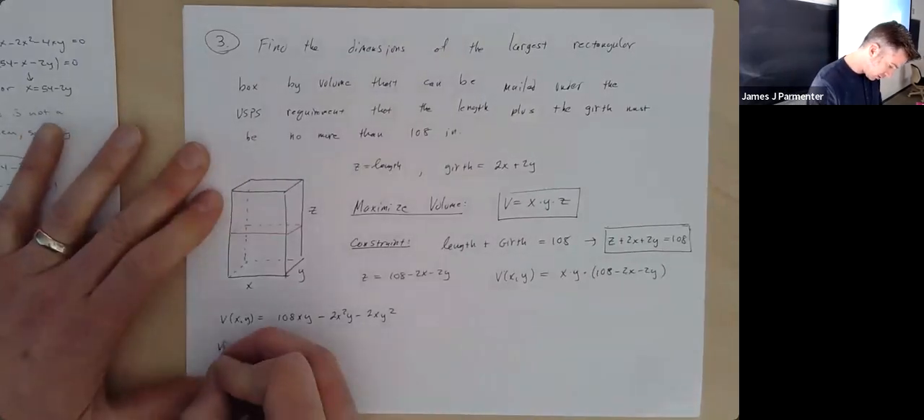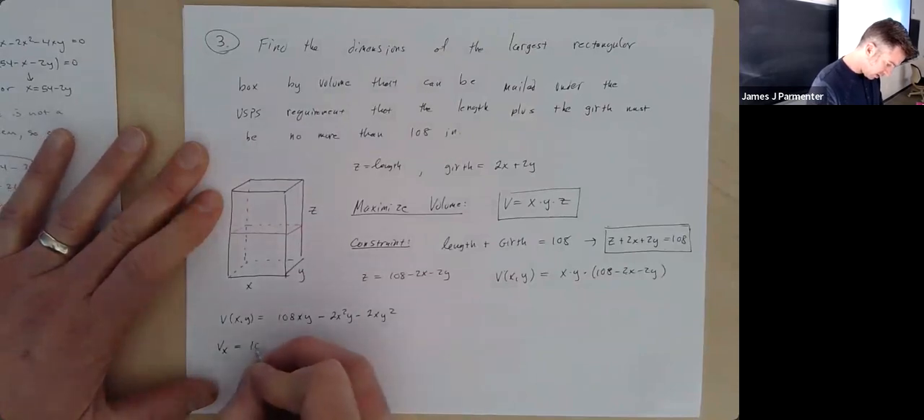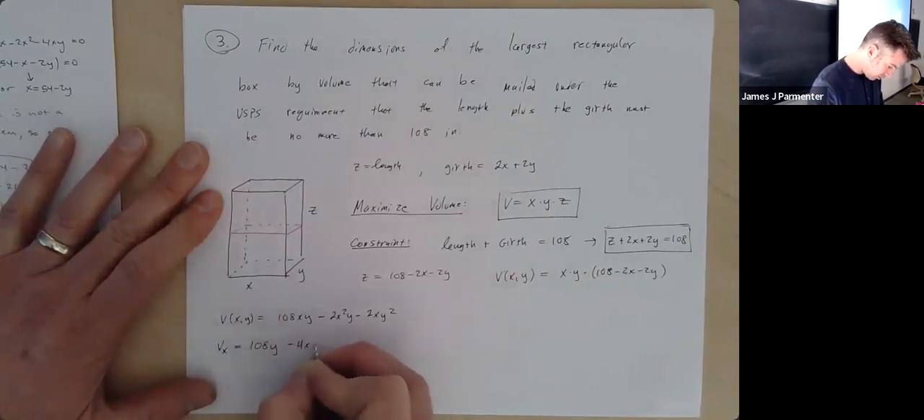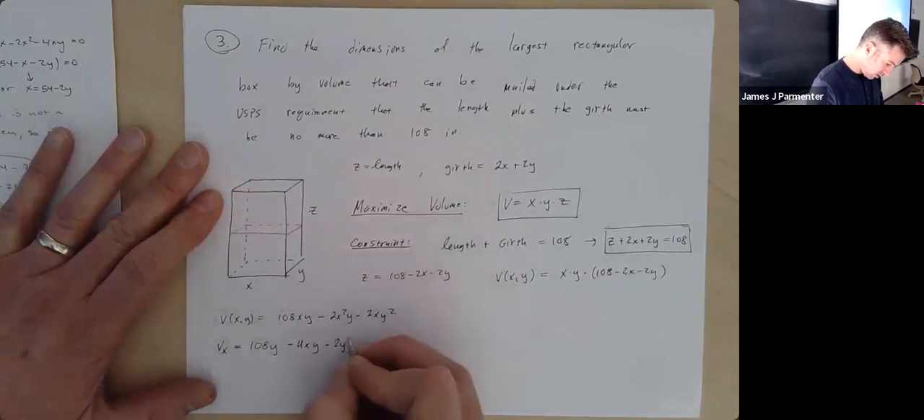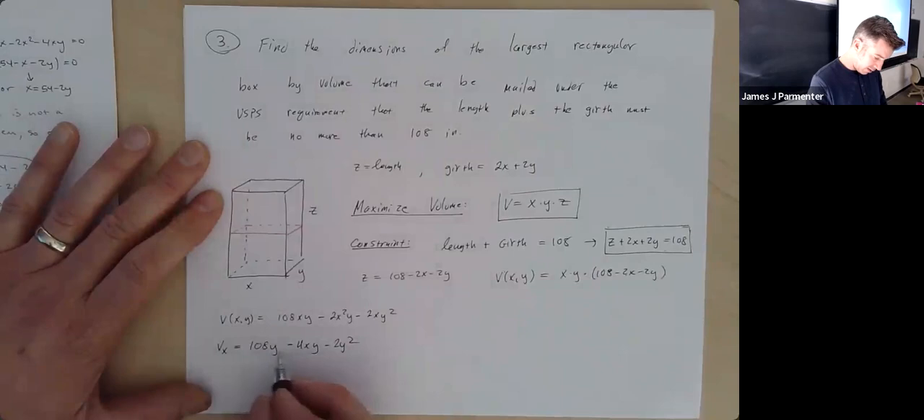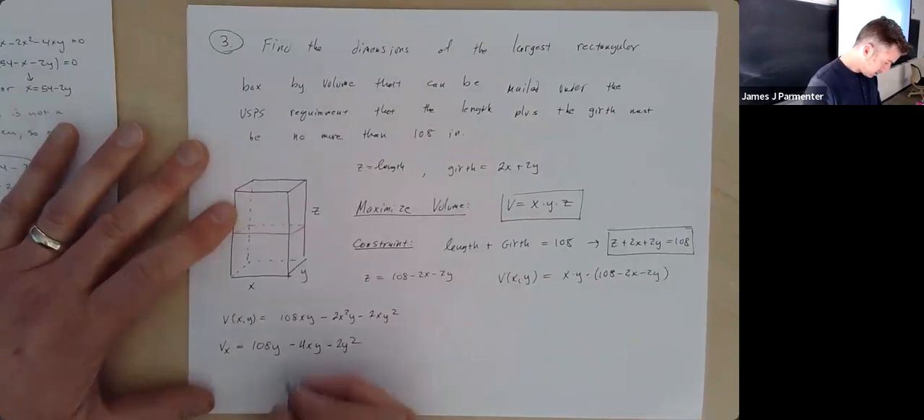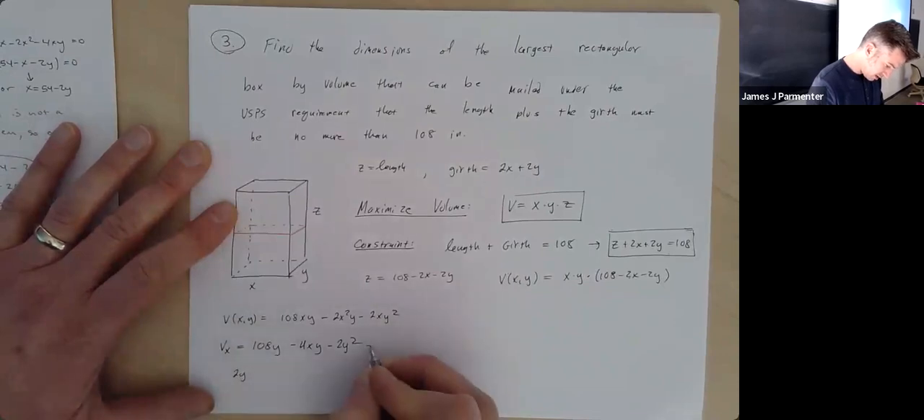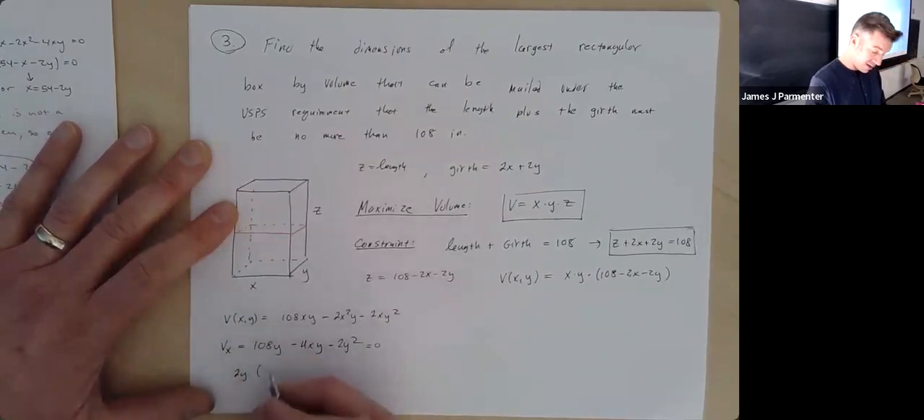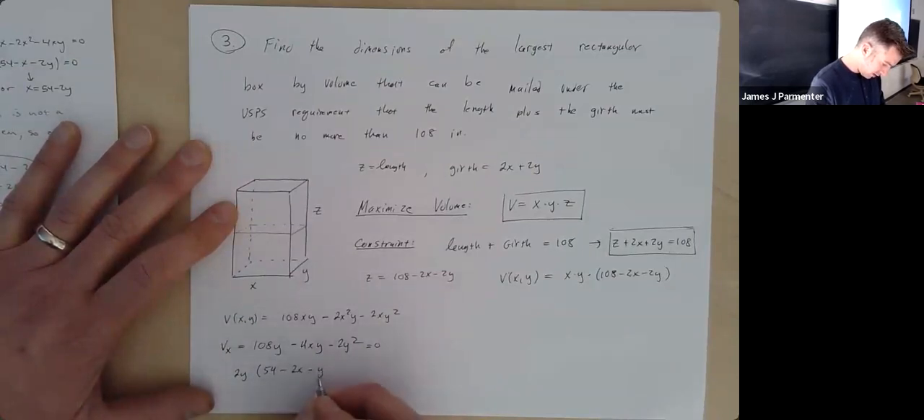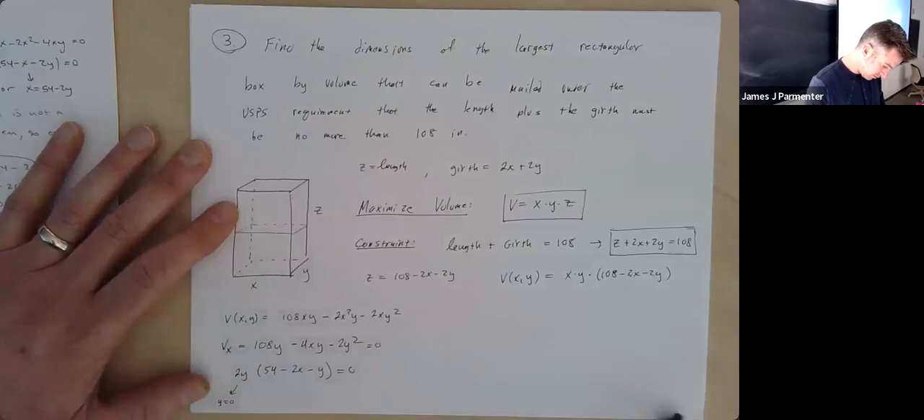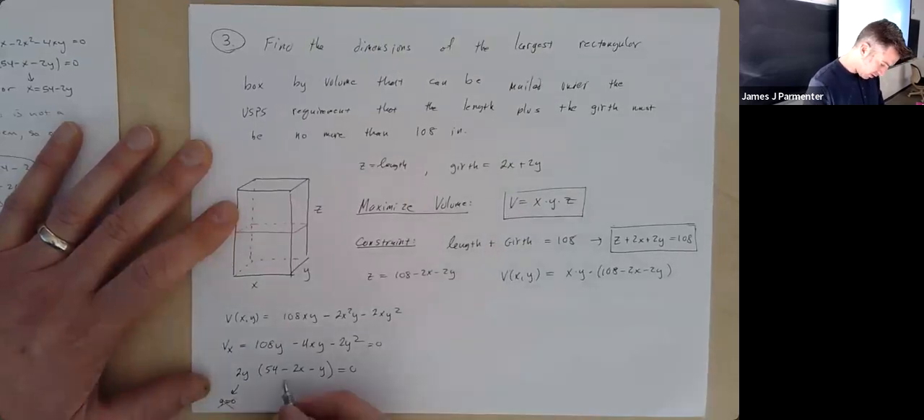All right, let's take our partials. Vx is going to be 108y minus 4xy minus 2y squared. And again, I see I can factor out a y. I can actually factor out a 2y. If I factor out a 2y, I'm going to get 108 divided by 2, which is 54. I'm left with a 2x and a 1y there. I don't want 2y equal to 0, that's not helpful. But setting this equal to 0, I'm going to isolate y and get y equal to 54 minus 2x.